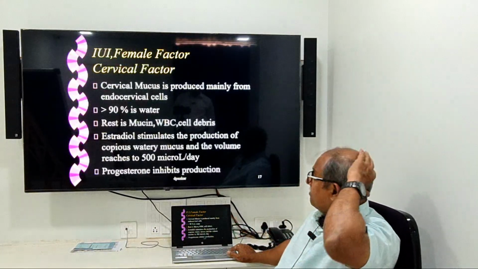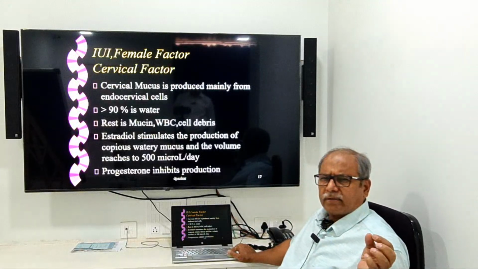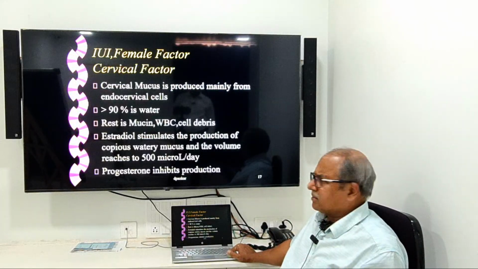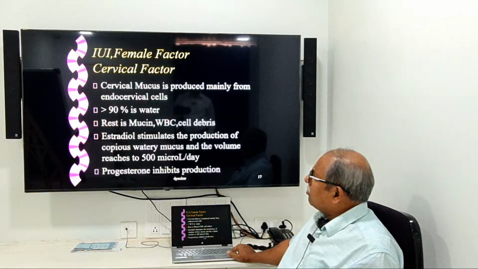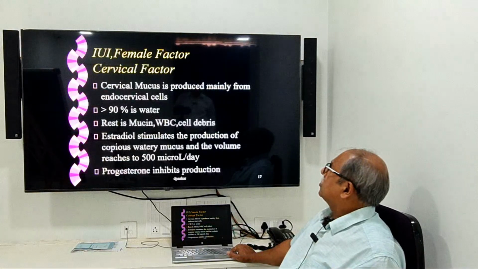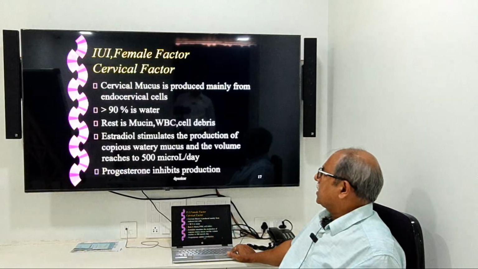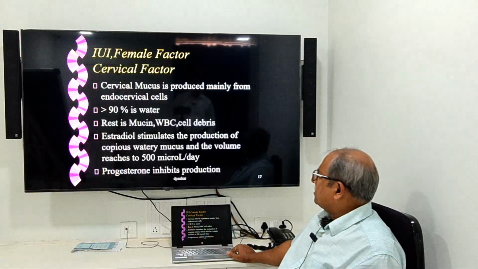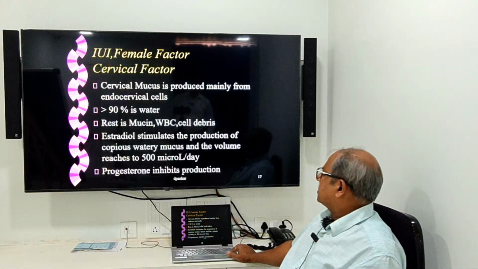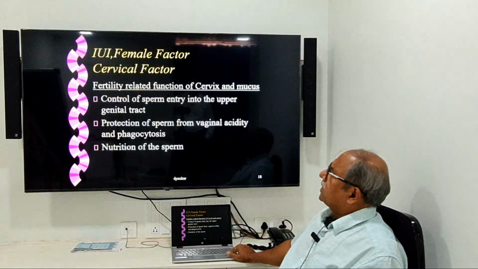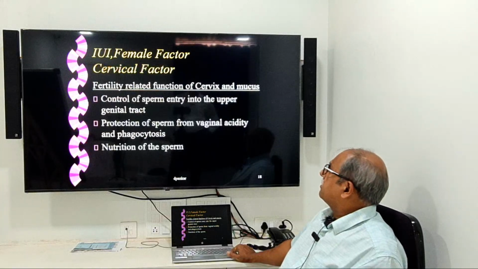These things, when we use clomiphene citrate and a lot of drugs, may create abnormal cervical mucus. So how does the cervical mucus help? It is produced mainly from endocervical cells. More than 90% is water. Estradiol stimulates the production of copious watery mucus, and the volume reaches 500 microliters per day. Progesterone inhibits production.